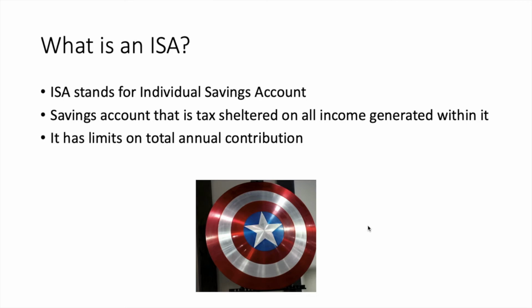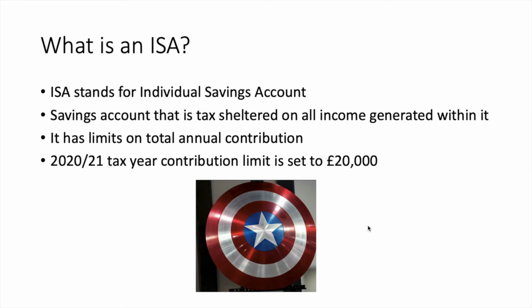The main thing and the only limitation with the ISA is that you have a limitation on how much money you can contribute into it every tax year. And this depends on each tax year. At the moment, for the year 2020-21, the tax year contribution limit for an ISA is £20,000. So each person or an adult in the UK can contribute up to a maximum of £20,000 into their ISA account. Now, there's different types of ISA accounts, but I won't get into that. But the sum total of all contributions to ISA accounts for this tax year is limited to £20,000.